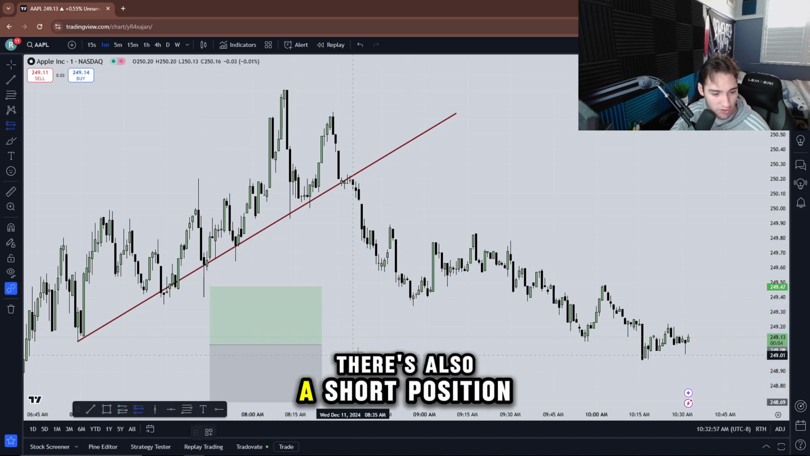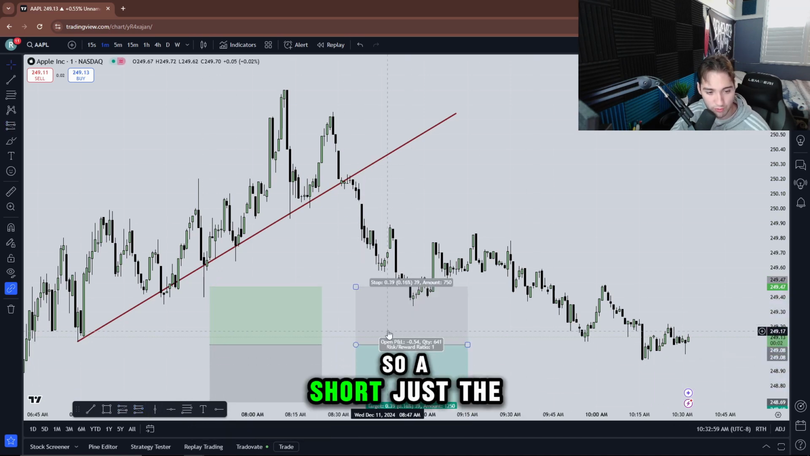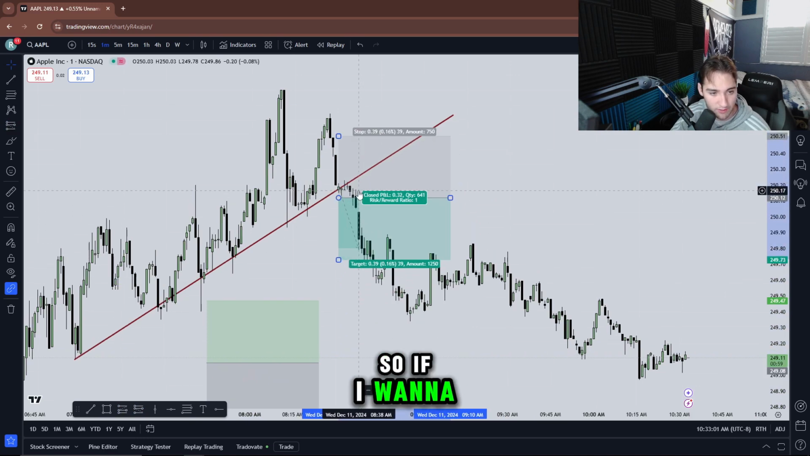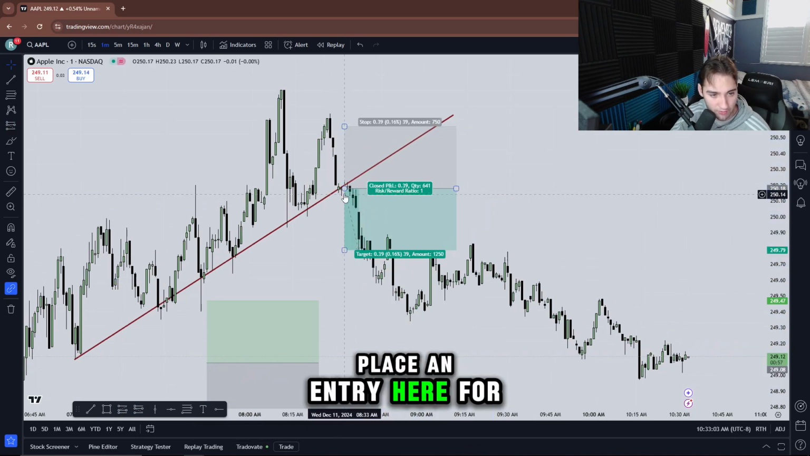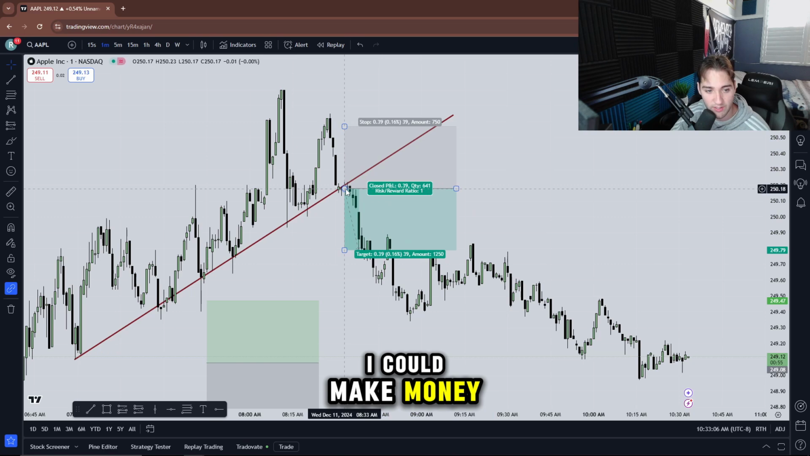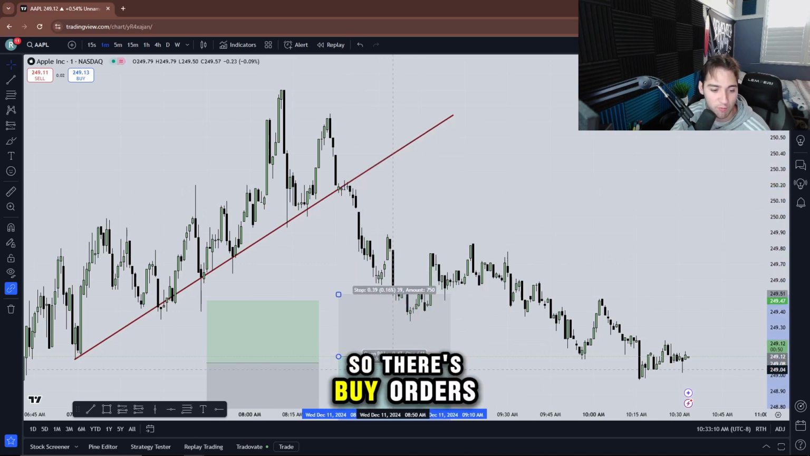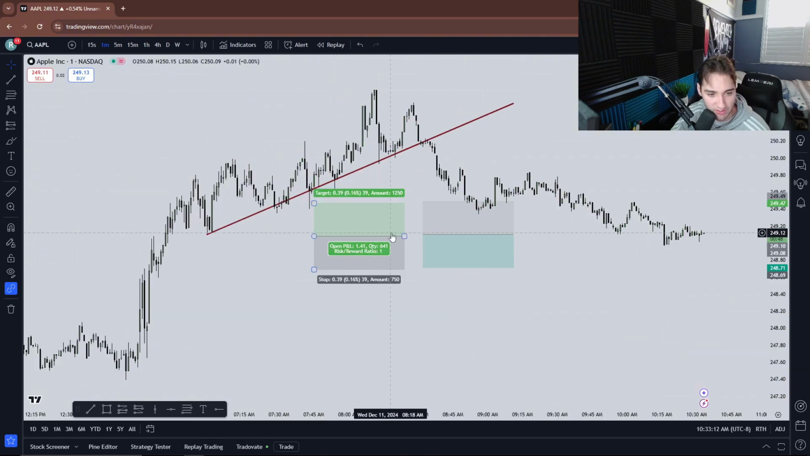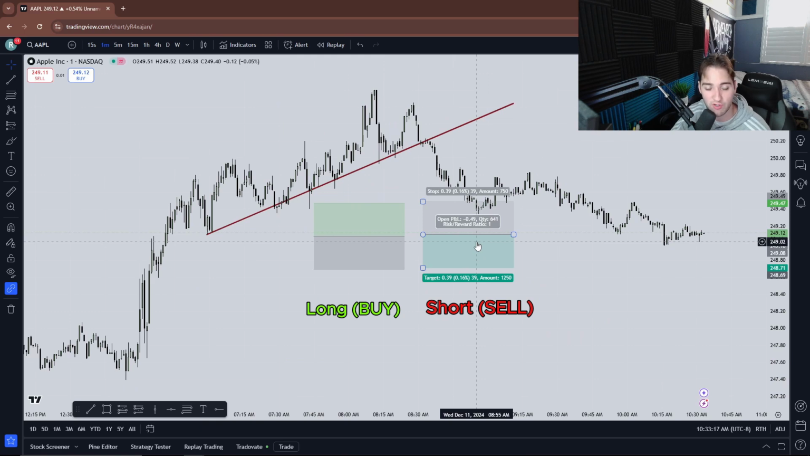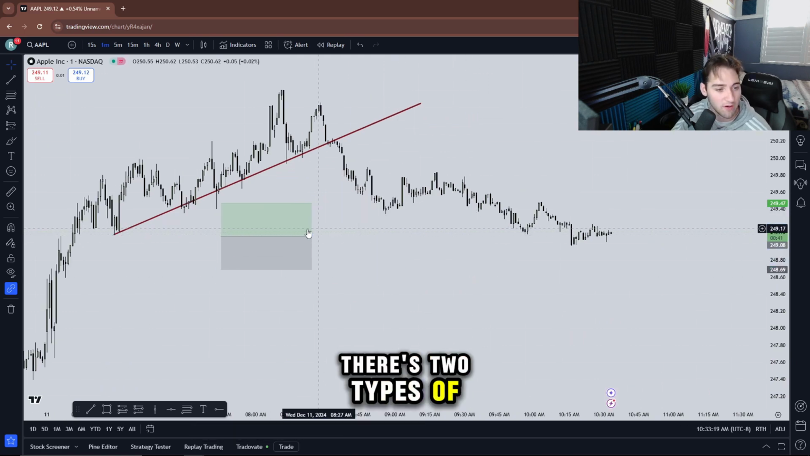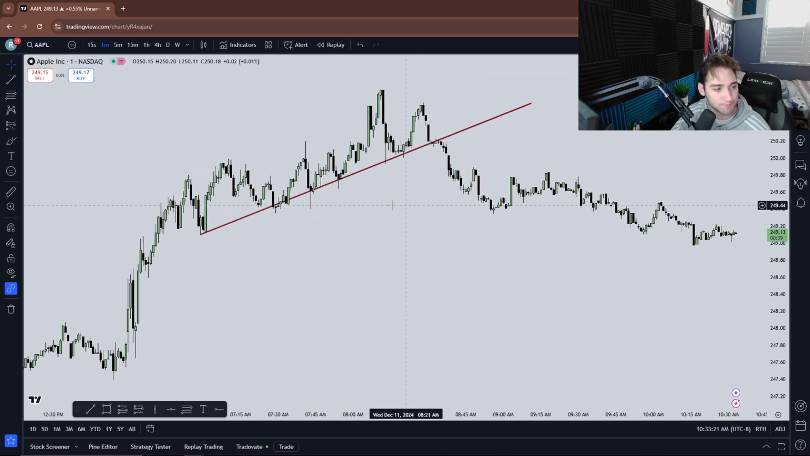There's also a short position. So a short is just the opposite way. If I want to place an entry here for a sell, I can make money when the market goes down to my take profit here. So there's buy orders and sell orders, guys. As you can see, here's a buy, which is a long position, and here's a short, which is a sell position. So there's two ways you can get in the markets by using that.